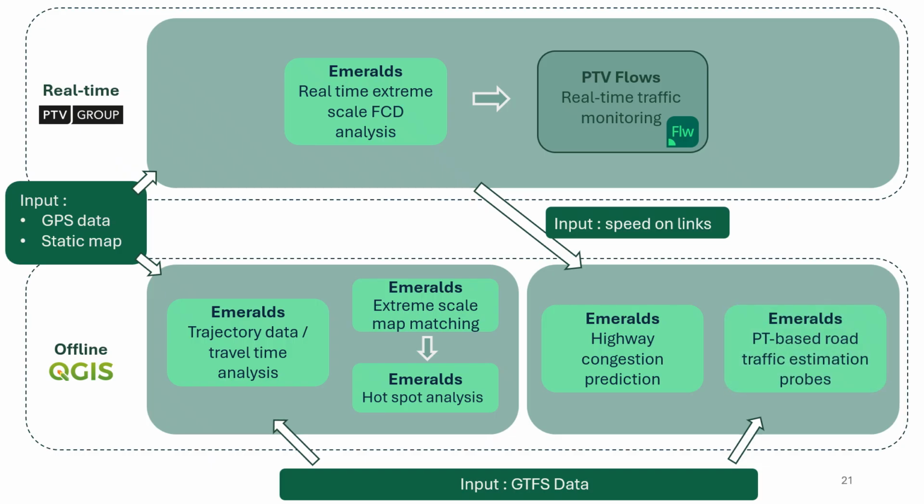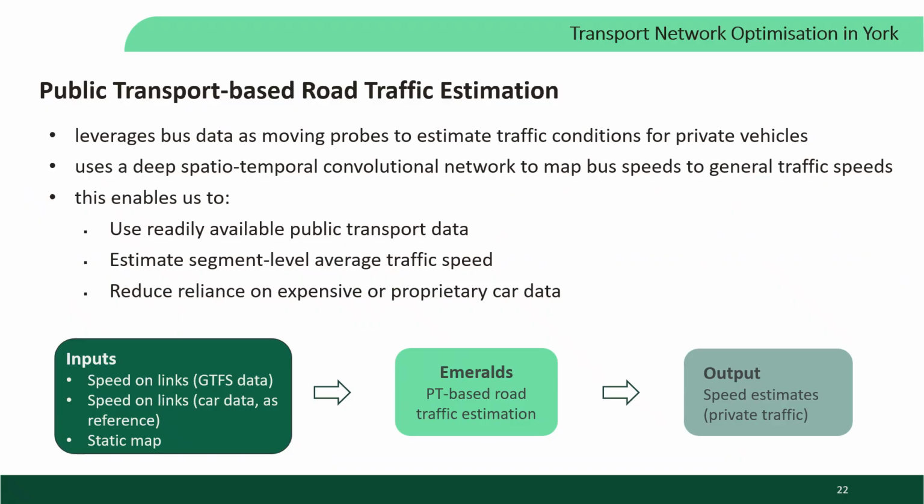Finally, the last module, public transport-based road traffic estimation. So this module leverages bus data as moving probes to estimate traffic conditions for private vehicles. The model uses a deep spatio-temporal convolutional network to map bus speeds to generate traffic speeds. So this enables us to use readily available public transport data, estimate segment-level average traffic speed, and reduce reliance on expensive or proprietary car data.